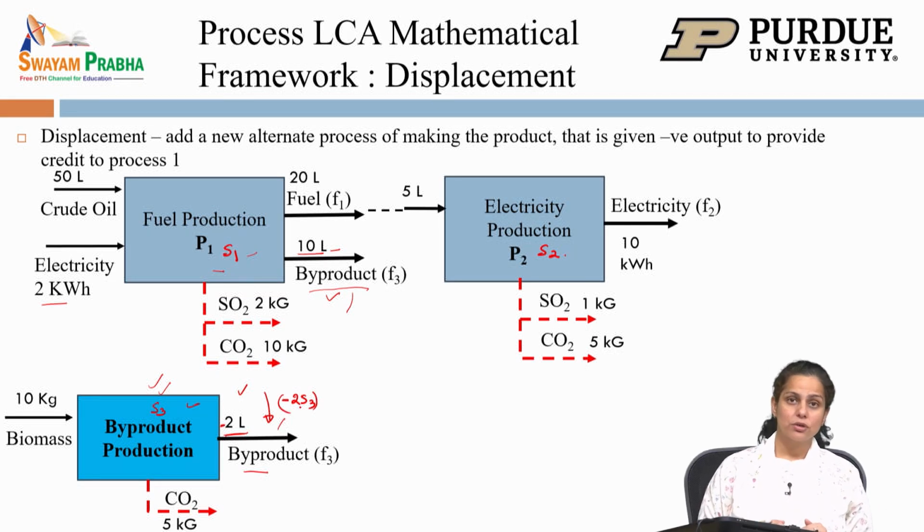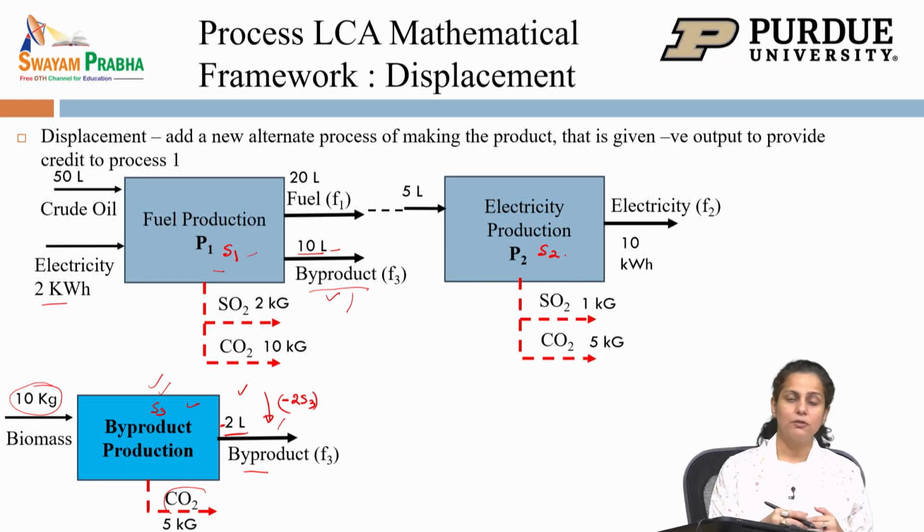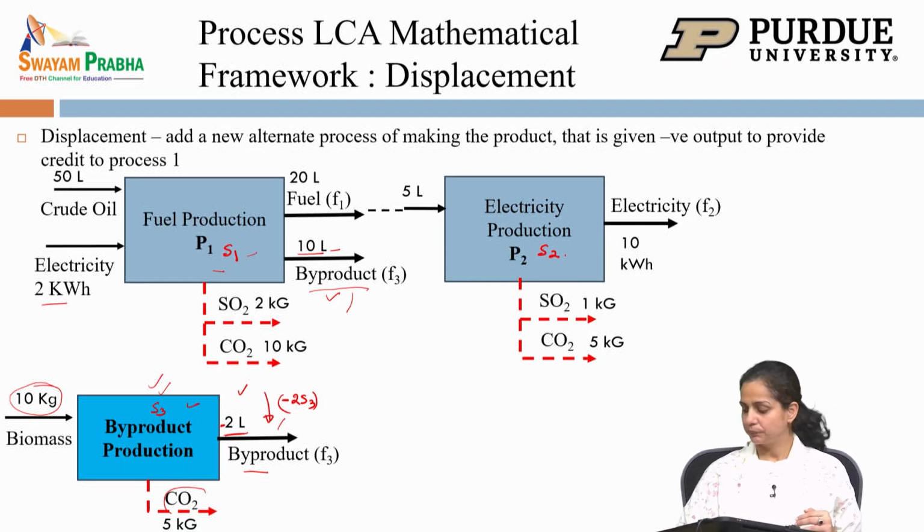When we are going to reduce that output, it will ultimately reduce the biomass requirement and CO2 from this system. Hence, the displacement idea in the LCA is telling that because of that byproduct formation, we are reducing the impact somewhere else. Therefore, this process gets the credit for formation of byproduct.